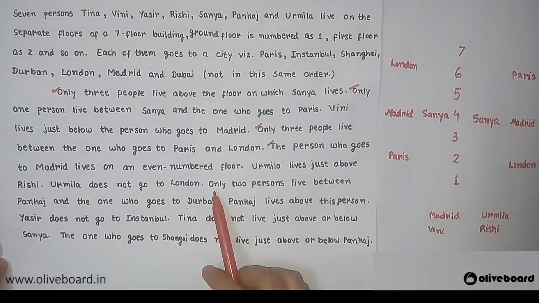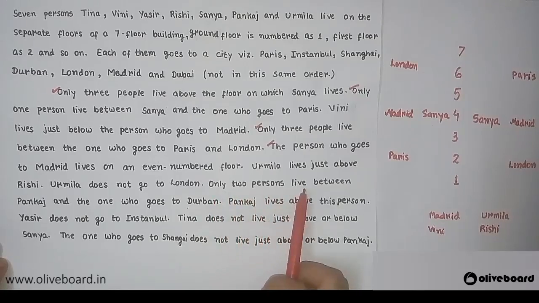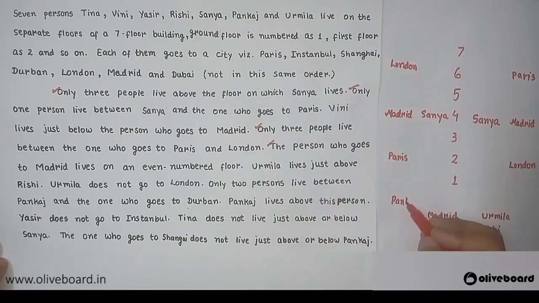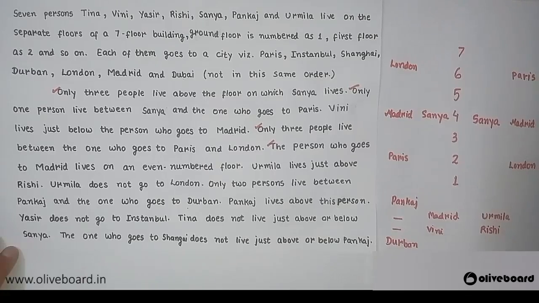Now the next statement says only two persons live between Pankaj and the one who goes to Durban. Pankaj lives above this person. Pankaj lives 2 floors above the person who goes to Durban. Now let's read the other statements. Yasser does not go to Istanbul. Again, this is a negative statement, so I am not making use of it right now.